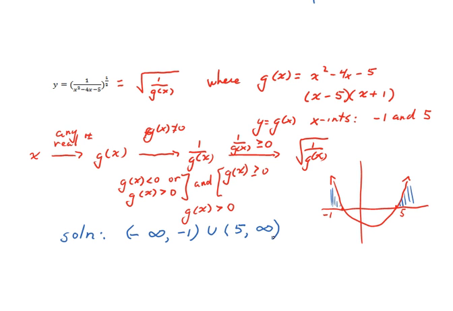So any number in this union can be used as a value of the variable, and the square root of 1 over g of x will be a real number.